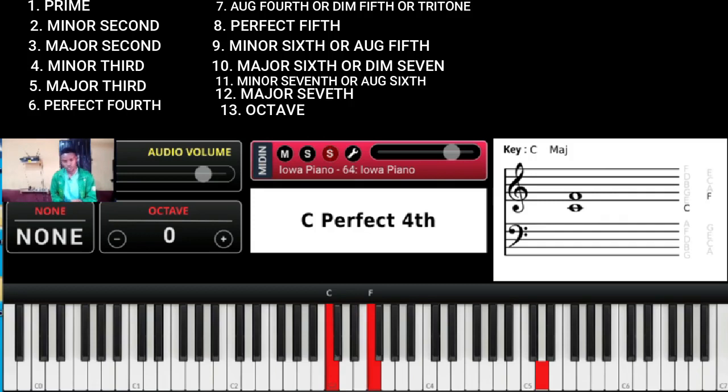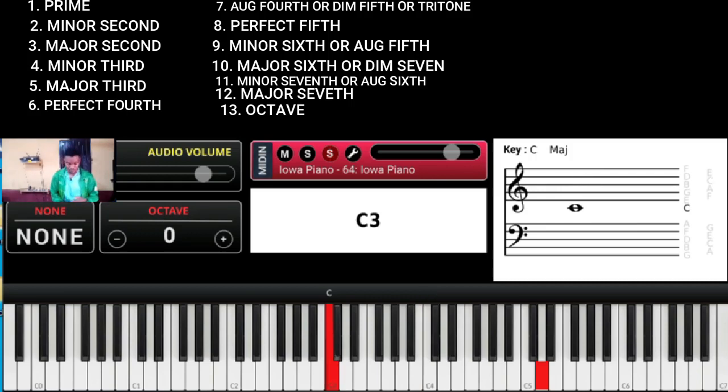The next note is known as the augmented fourth or the diminished fifth. The next note is the perfect fifth. The next note here is the minor sixth or the augmented fifth. The next note can be called the major sixth or the diminished seventh. The next note is the minor seventh or the augmented sixth. The next note is the major seventh. And back to our octave, it's known as the octave.